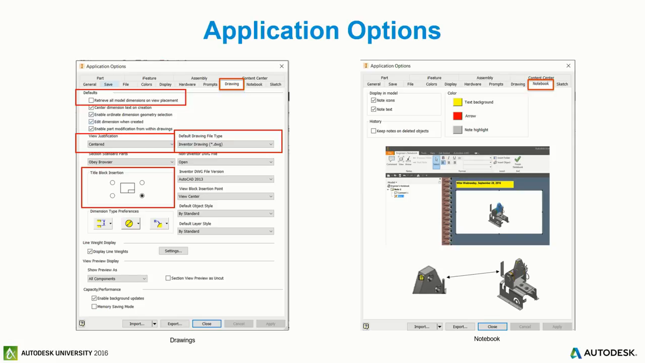Not default is retrieve all. So how many people retrieve all dimensions? I think a lot of people have stopped using that. But that's how you can turn it back on, and some of your other settings.